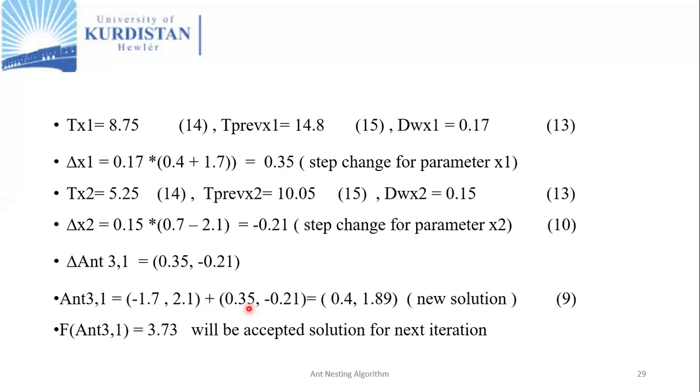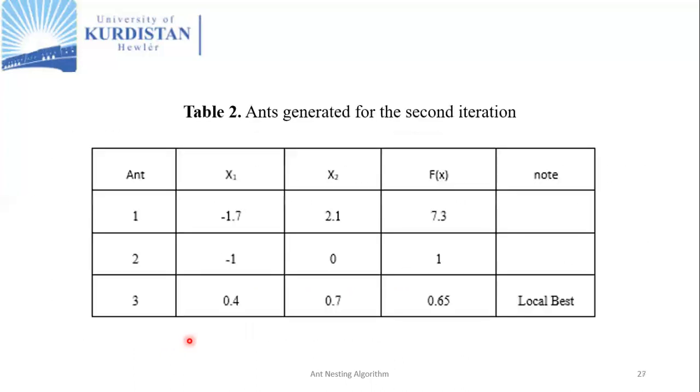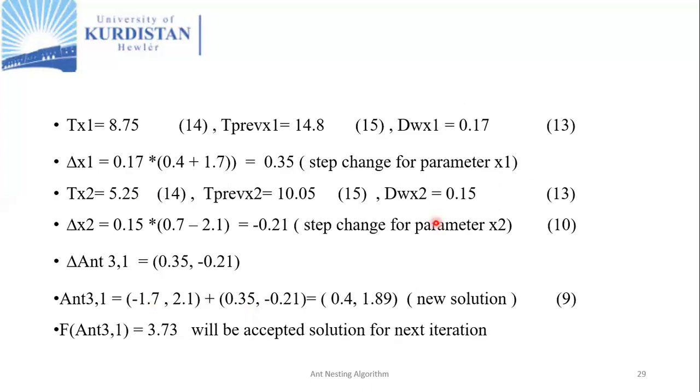So add this to this, and this to this, and you will find the new solution with 2 dimensions, 0.4 and 1.8. Get the fitness of this: 0.4 squared plus 1.8 squared, you will get 3.73. This will be accepted because 3.73 is less than 7.3. So that would be accepted.